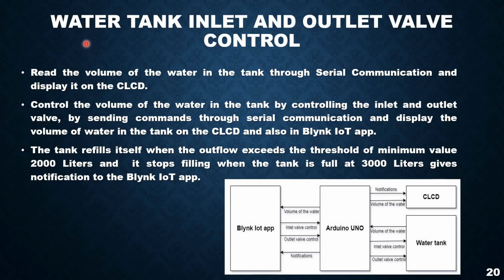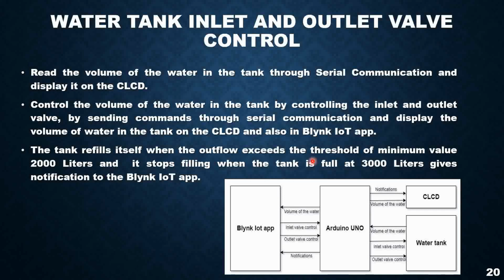The third part of our project is water tank inlet and outlet valve control. The volume of the water present in the tank is read through serial communication and is displayed on the CLCD. The volume of the water is controlled by controlling the inlet and outlet valve by sending commands through the serial communication, and the volume of the water is displayed on the CLCD as well as in the Blink IoT app.